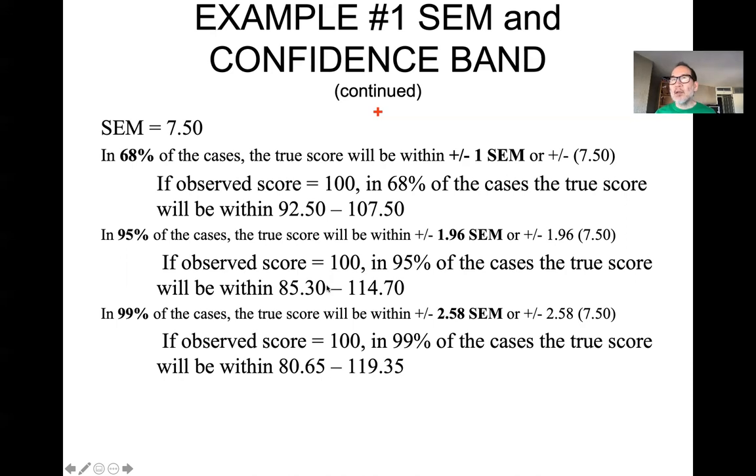So the SEM is like a form of standard deviation, and it allows you to predict what Tommy's score will be with a 68% degree of certainty or a 95% degree of certainty.